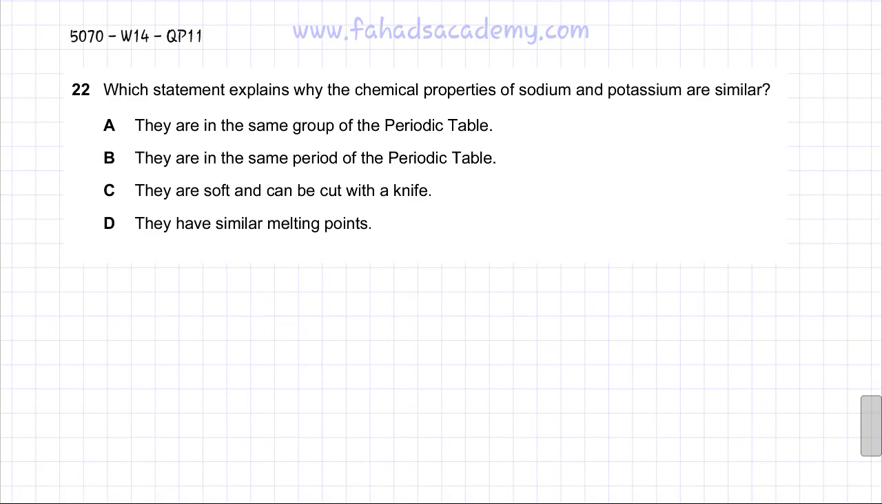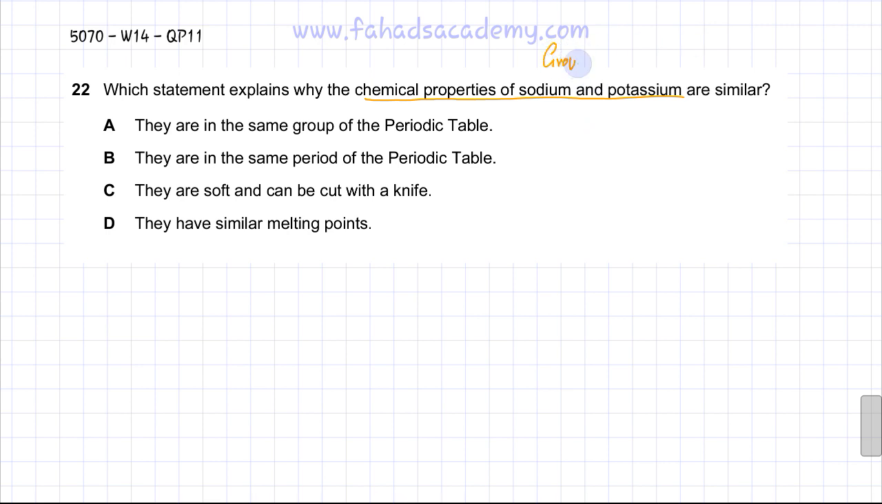The following question is about the periodic table. The question states: which statement explains why the chemical properties of sodium and potassium are similar? So, regarding the similarity of the chemical properties of sodium and potassium, both sodium and potassium are in group 1.